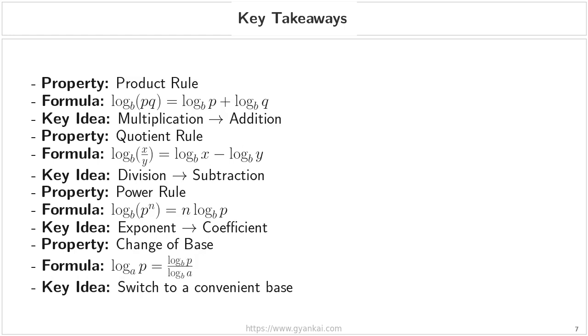Finally, we have the change of base rule. This is expressed as log base a of p equals log base b of p divided by log base b of a. The key idea here is the ability to switch to a more convenient base, such as the natural log, which is essential when using a standard scientific calculator. I strongly encourage you to keep these 4 rules in mind and refer back to the slide on common mistakes to ensure you are applying these properties accurately in your practice problems.